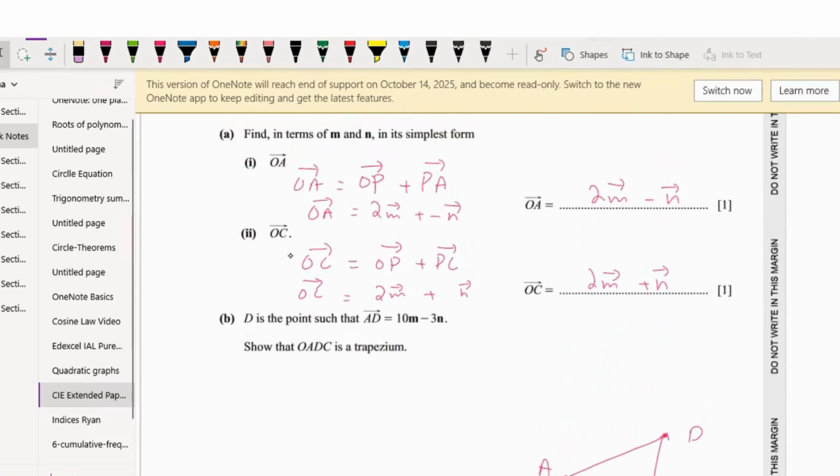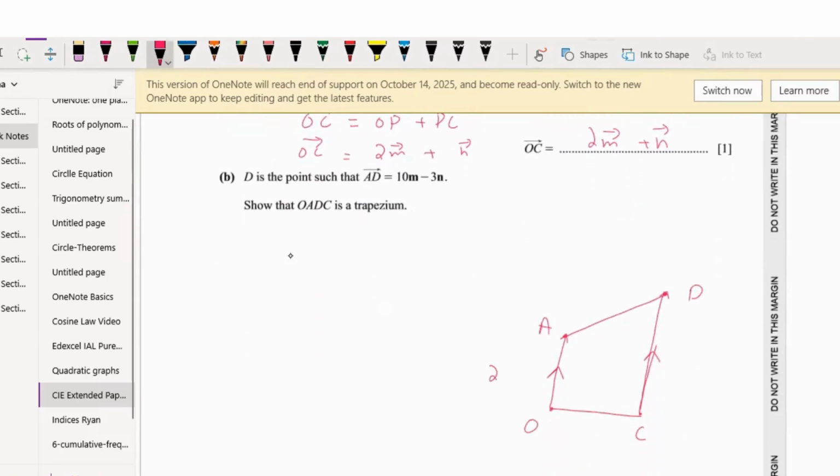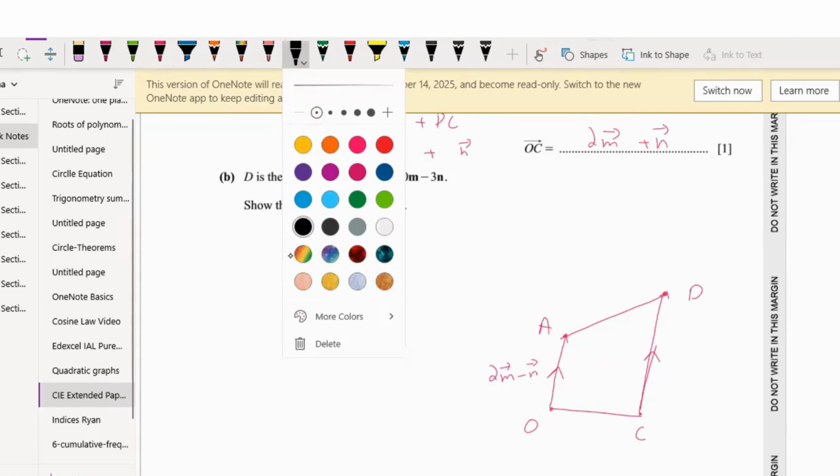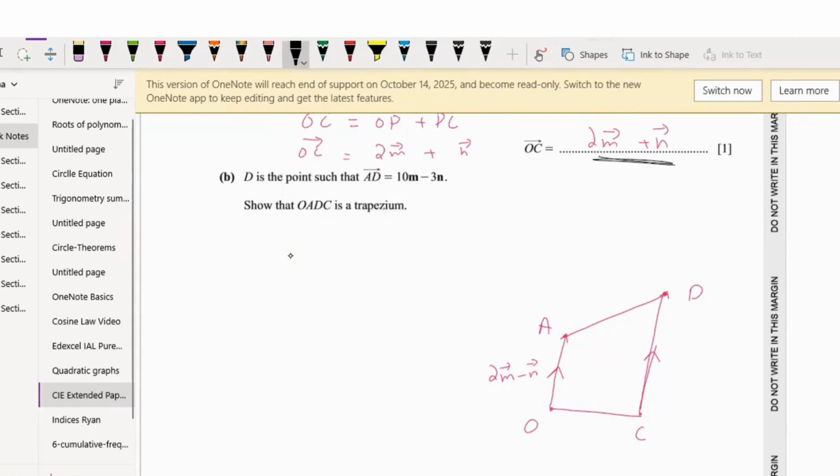You have OA, which is 2m minus n. You have OC, which is 2m plus n. Okay, that's 2m plus n. And you have AD, it is mentioned AD is 10m minus 3n. Okay, if we want to show OADC is a trapezium, we have to show OA should be parallel to CD.